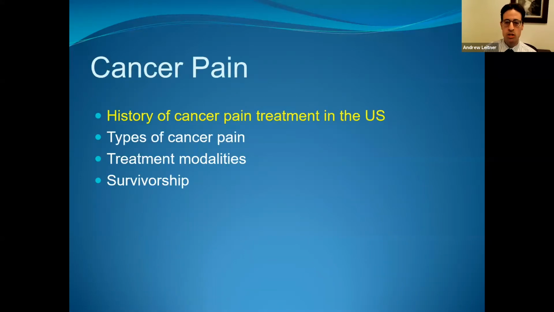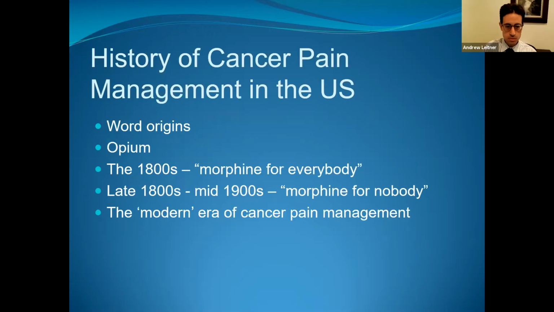I did want to start just giving an overview of what we'll talk about today. First, going through the history, and this is really a US history, because to understand the current context, we do need to go through some of what led to the current treatment paradigm. We'll go through types of cancer pain, our approach to the treatment of cancer pain, which really comes through treatment modalities as opposed to just one modality, and then spend a couple minutes talking about survivorship.